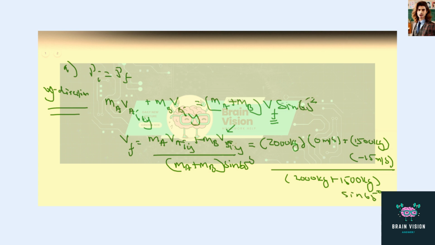And so something you want to know is that when you plug in the numbers, you'll be able to get the V final, which happens to be 7.1 meters per second. So this is V final, 7.1 meters per second.